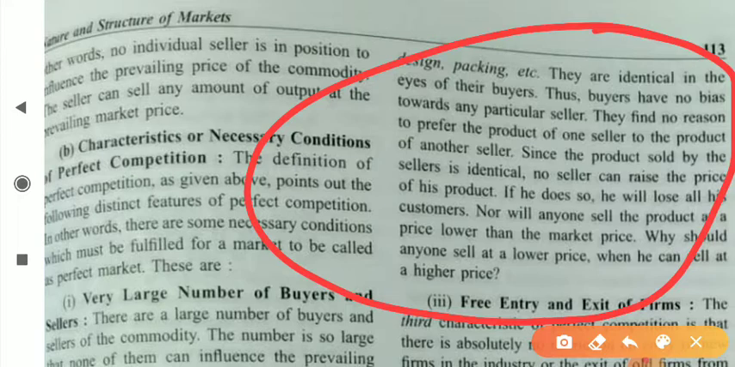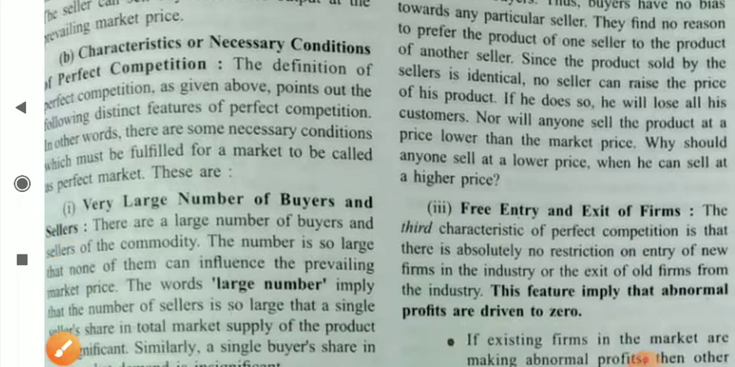Since the product sold by the sellers is identical, no seller can raise the price of his product. If he does so, he will lose all his customers, as I told you in my example: the price of the smallest pack of toothpaste is rupees 10, so nobody will charge rupees 20 for the smallest pack, because the consumer is knowledgeable and can easily switch to another commodity, another brand. If Pepsodent is at 20 rupees, he will switch to Babool, Colgate, Miswak, Dabur Lal. There are so many other brands available in the market producing the same commodity. Dear student, so there is a homogeneous commodity in the market.